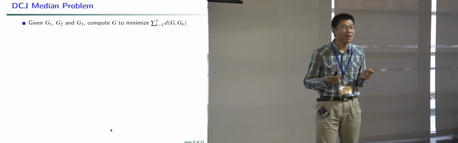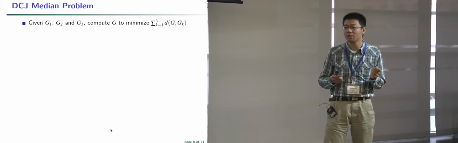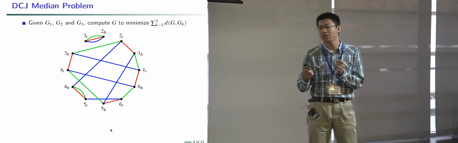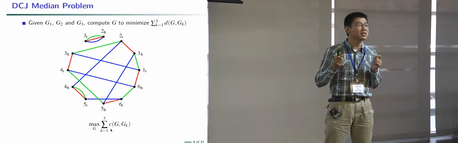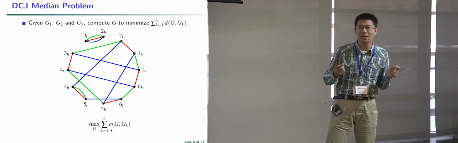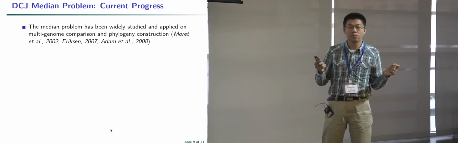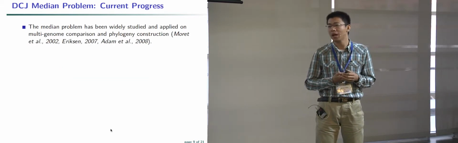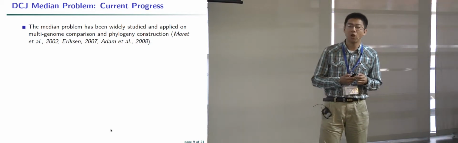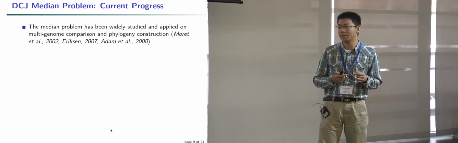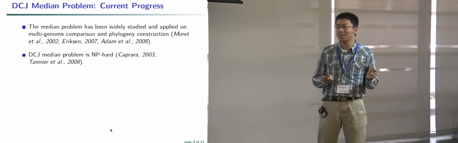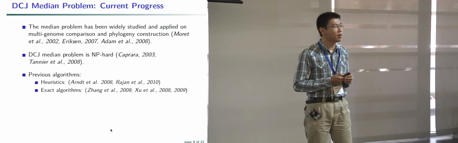Of course, an equivalent description of the problem is: given 3 perfect matchings, we would like to compute the 4th perfect matching such that the sum of the number of cycles between the 4th perfect matching and each of the given perfect matchings is maximized. We call this problem the DCJ median problem, and it has been widely studied and applied in phylogenetic construction and comparative genomics. Unfortunately, the DCJ median problem is NP-hard, and several heuristics and exact algorithms have been proposed.